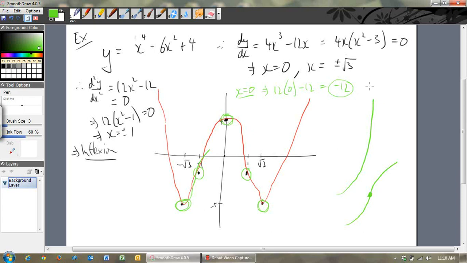What that means is that the gradient's getting smaller and smaller and smaller. In other words, it's big, it's getting less, it hits 0, it gets a little bit smaller, smaller, smaller. And so what you get is a local maximum. And in general, if the second derivative is less than 0, you get a maximum. If the second derivative is greater than 0, you get a minimum. If the second derivative is equal to 0, you get a point of inflection.